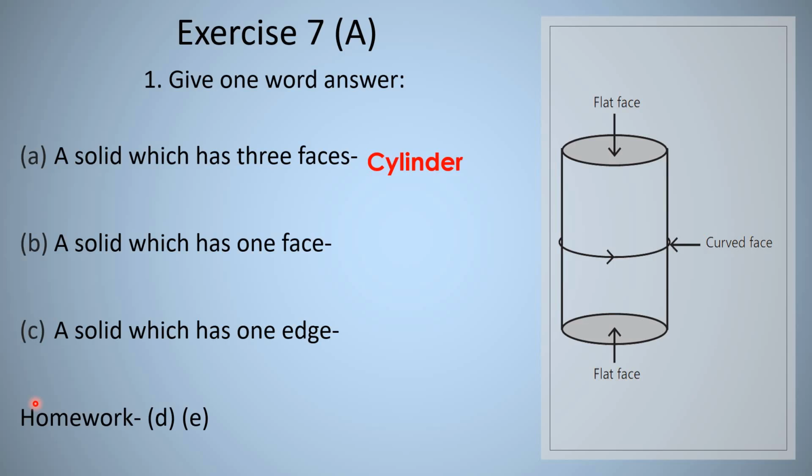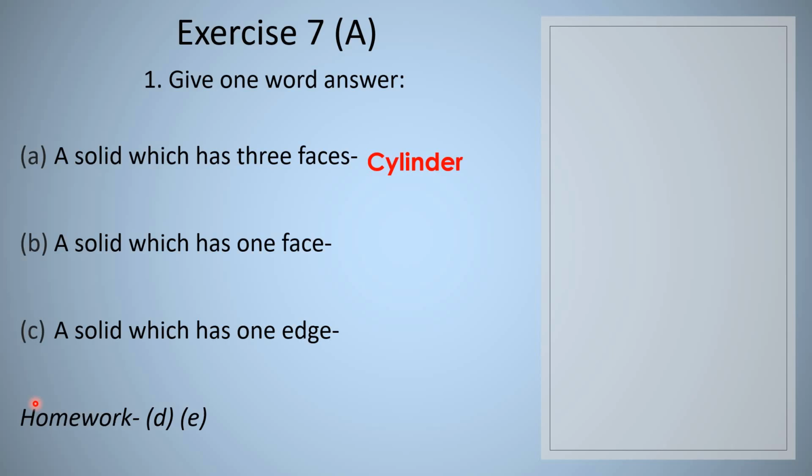What you have to always do is go back, check and see in the different solids where we have seen that there are three faces, and that will be the answer to your question. Here the answer is a cylinder, because a cylinder has three faces, two flat faces and one curved face. Now let's move on to the next statement.